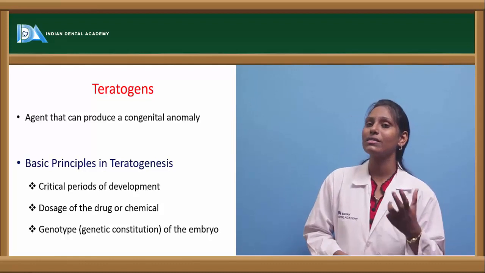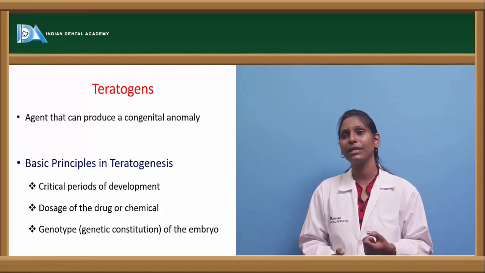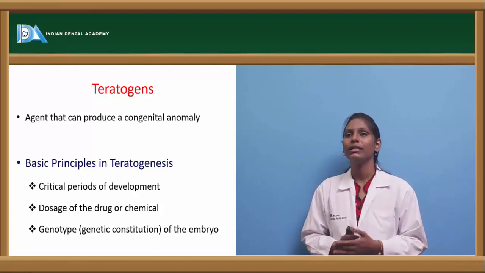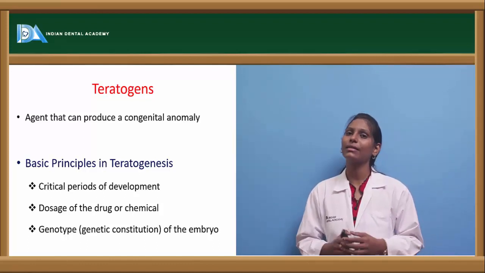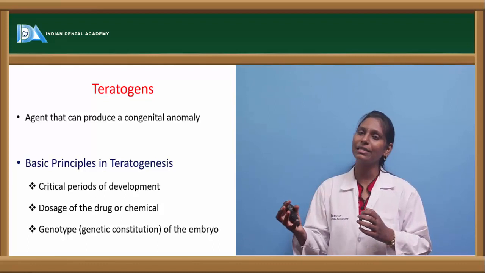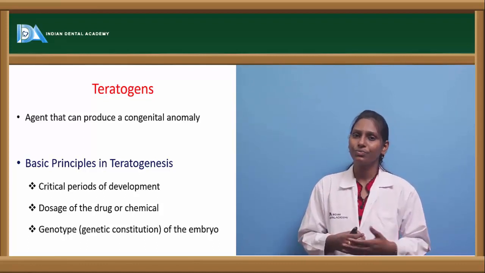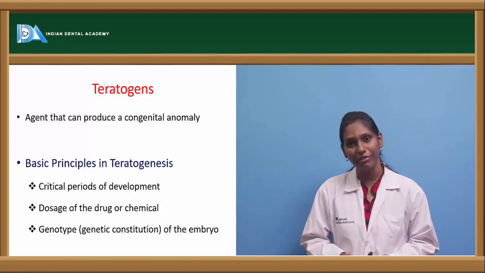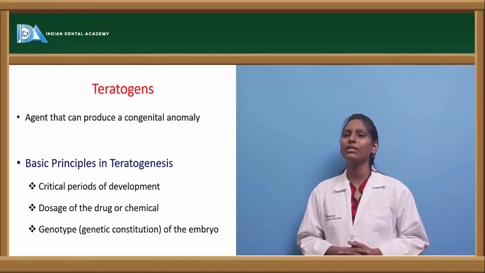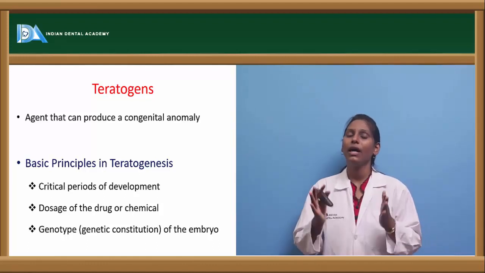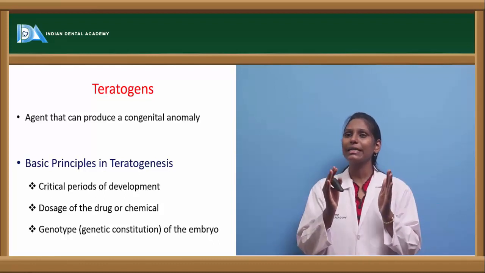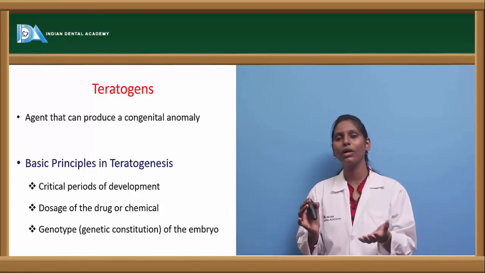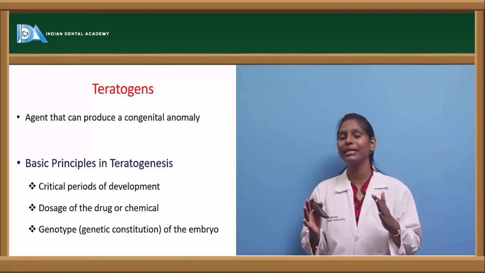There is something called teratogens. Teratogens are agents which can produce congenital anomalies. The drug or any material that can lead to these anomalies is known to have a teratogenic effect. The basic principle of teratogenesis is the critical period of development. So these teratogens have to be taken during that critical period of growth.